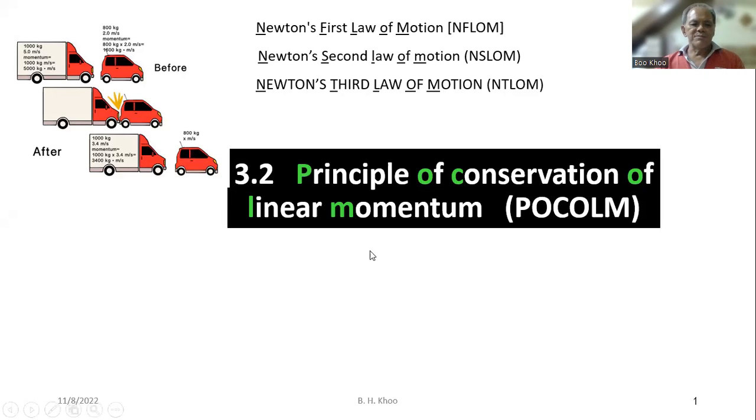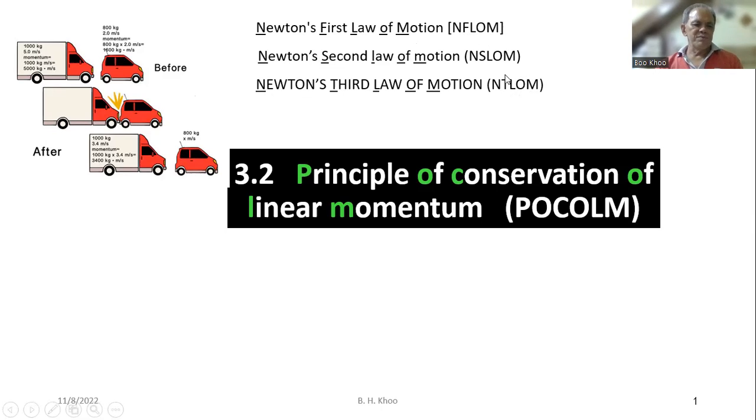Today's topic is 3.2, Principle of Conservation of Linear Momentum. I prefer to use the short form, POCOLM, rather than writing it out every time. The short forms I used previously were Newton's first law of motion, NF-LOM, Newton's second law of motion, NS-LOM, and Newton's third law of motion, NT-LOM.